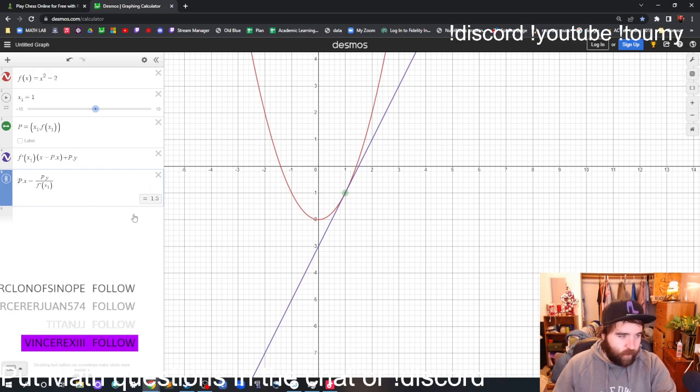But I want to do one more thing. I want to do a line going straight down from here. So for that, I just want to do a parametric where the x value is x1 and the y value is t, where t goes from 0 to x1 to f of x1.